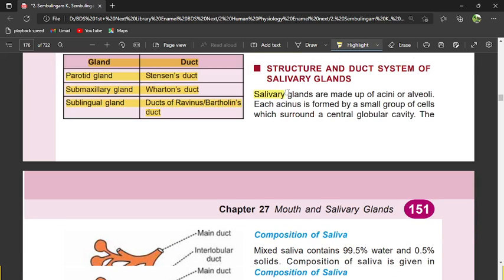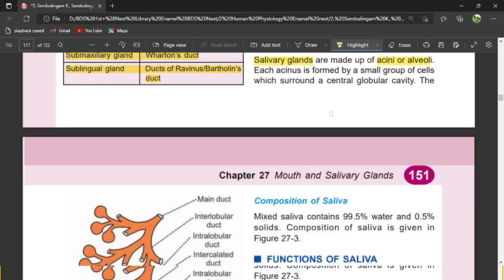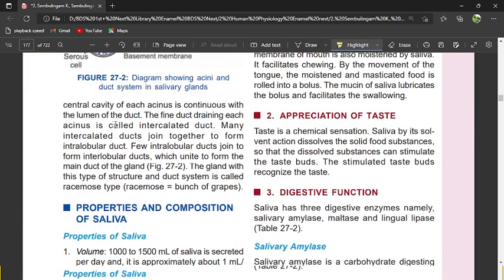The salivary glands are being made up of acini and alveolus. Acini होगा इसमें, alveoli हो गए. Each acinus is formed by a small group of cells. They are forming globular cavity, central globular cavity. This central globular cavity of each acinus is continuous with that of a lumen of the duct. Okay, so is that clear? ये बात समझ में आ रही है बेटा? The fine duct they are draining from the acini. Okay, doctor. So let us see the intercalated duct.